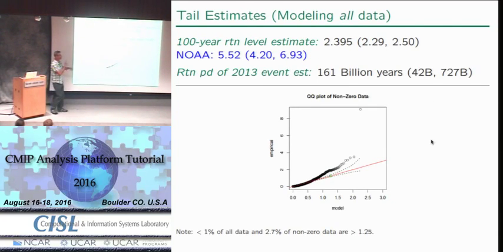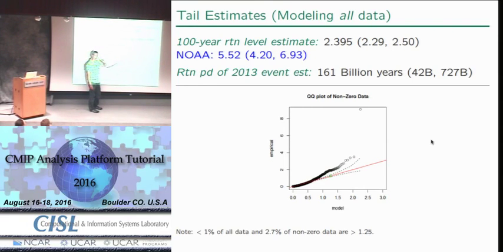Okay, so now let's use that fitted distribution to estimate that really rare event. So the 100-year return level based on that model that we just fit is 2.39 inches, and there's our confidence interval for that estimate. NOAA's estimate, notice, is double that. So we can see that by fitting the entire distribution, we're getting something that disagrees fundamentally with NOAA. And the return period of the 2013 event is 161 billion years.